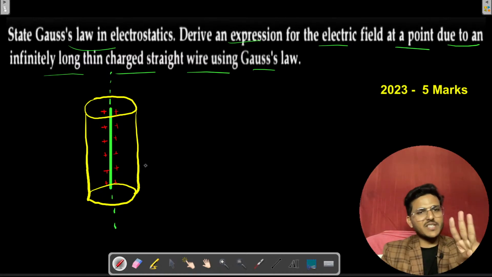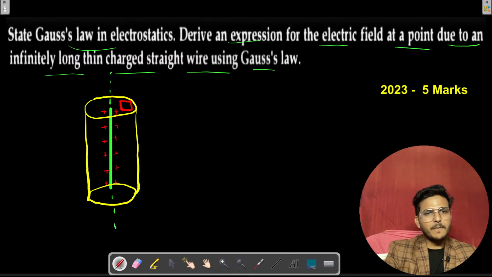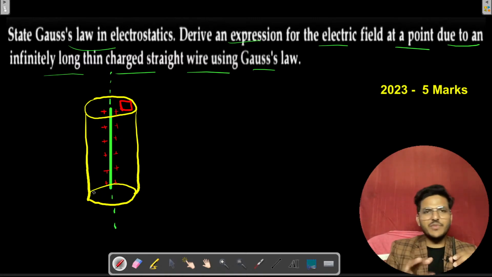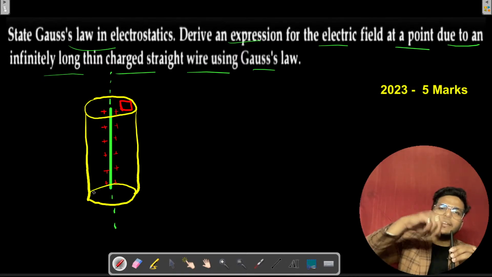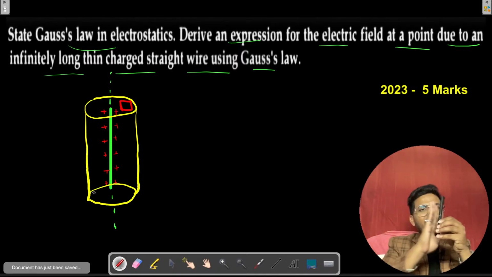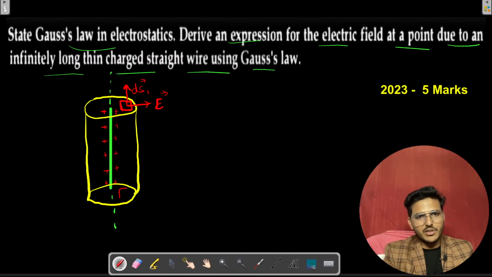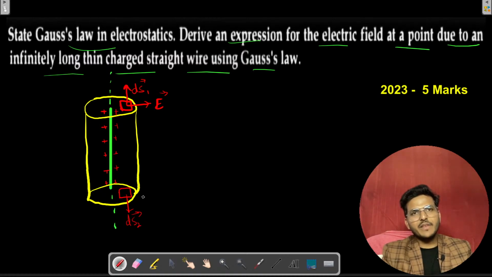Now, we have 3 surfaces. First surface is this one. If I have a cylinder, then I have 3 surfaces. Which 3 surfaces? First surface is above this cylinder, second surface is below this cylinder, and third is the lateral surface. So electric field is always outward. And what about the ds vector? Ds vector is upward. For the bottom surface, ds vector, that is ds2 basically, is in the downward direction. And what about electric field intensity? Electric field intensity is in the same direction, right?